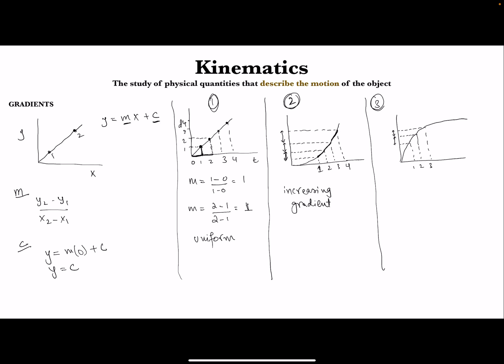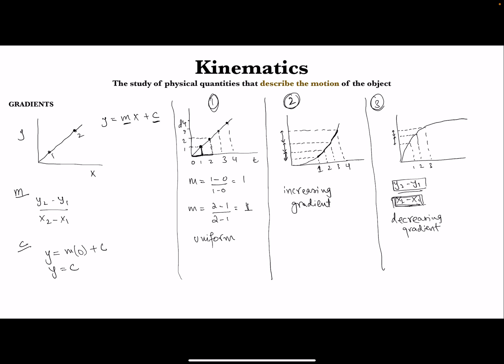So if the change in y, y2 minus y1 or y3 minus y2, whatever, we have x2 minus x1. So this guy is the same, right? This is not changing. But this guy is decreasing as I move to the right. And so this is a decreasing gradient, right? Basically the gradient is decreasing. And in case number 2, the gradient was increasing. Now, these were positive gradients, right?